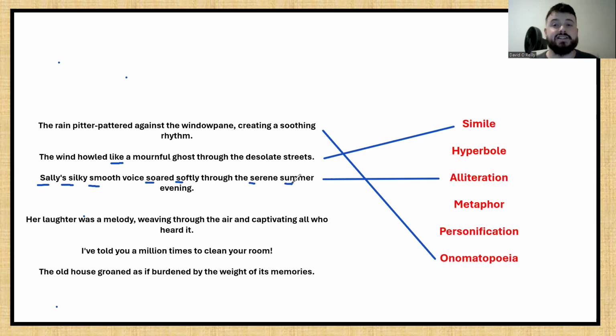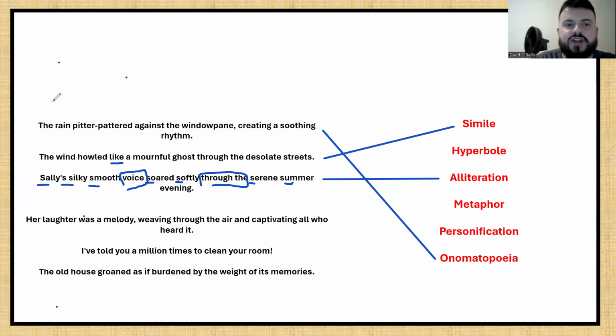Alliteration, we've got that repetitive S sound, and they're not in a row. Now, if we do use them in a row, we don't want to overdo it. Maybe 3 at most, 3 S sounds, or any sound. But if we interrupt the words, for example, we've got the word voice and through the, then we can do as many S sounds as we like because it doesn't seem too much if we interrupt them with other words, okay? And then we've got, her laughter was a melody, weaving through the air and captivating all who heard it.